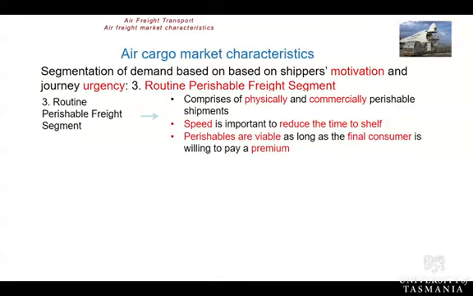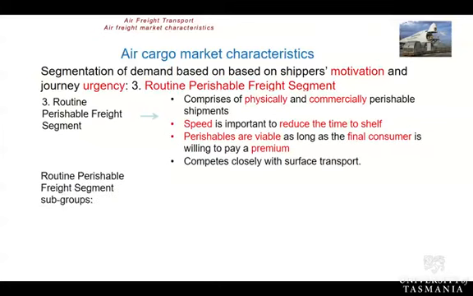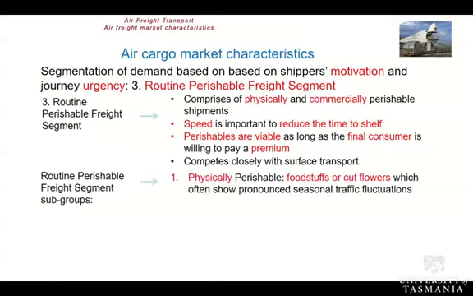The thing about perishable goods, as I mentioned before, they're only viable as long as the customer is prepared to pay a premium for those goods. So this particular segment, air cargo is not appropriate for all perishable goods. It is a category that is competing very strongly with other modes. We can segment this as well, and we can find some groupings.